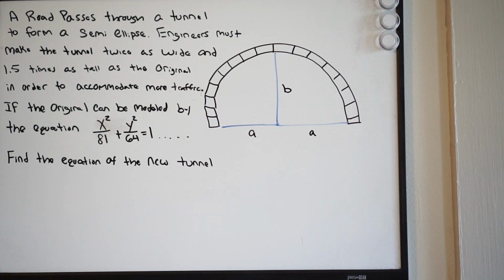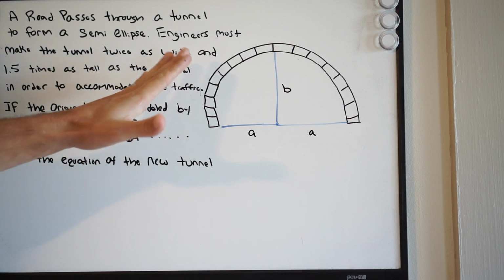Alright guys, so moving on with ellipses, we have a word problem. Let's go ahead and read it and then we'll talk about how we're going to set this word problem up. It says a road passes through a tunnel to form a semi-ellipse. Engineers must make the tunnel twice as wide and 1.5 times as tall as the original in order to accommodate more traffic. If the original can be modeled by the equation, and then they give you this equation of an ellipse, find the equation of the new tunnel.